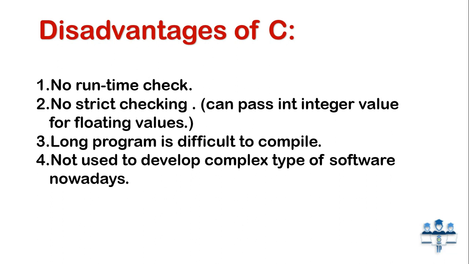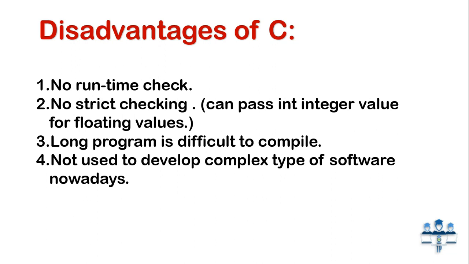That means whenever a C program is running, it does not check immediately. For example, in a language like Python, we type one line of code and it runs immediately. But in C language that doesn't happen. We have to compile it from time to time if we want to check whether it is correct or whether it will give an error. It also has no strict checking.